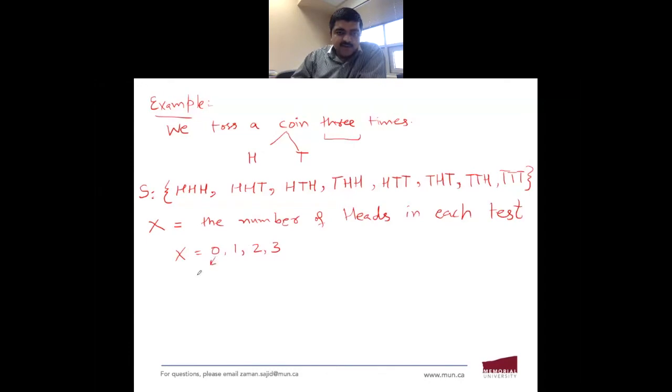Now, if it is 0, it will be denoted as x0. If it is 1, it is noted as x1. If it is 2, it is noted as x2. If it is 3, it is noted as x3. Okay. Now, what does the random variable do basically? The random variable maps our sample space, which is S, into real numbers.